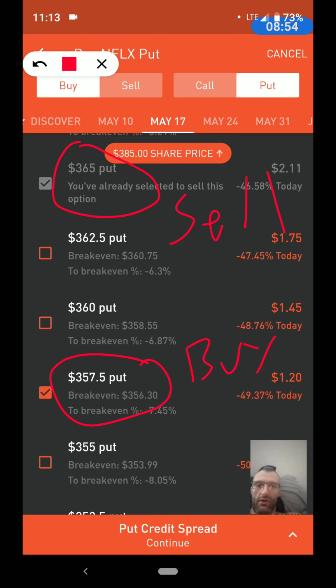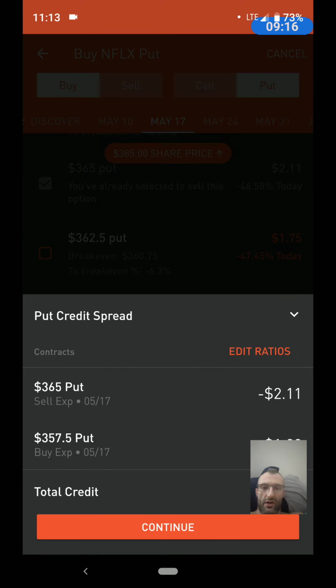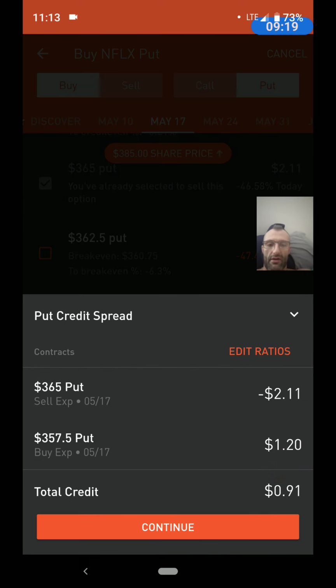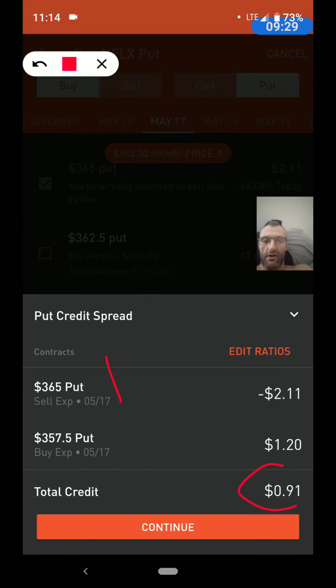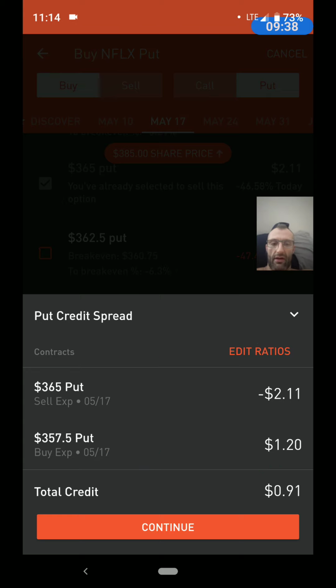If you look right there, at this one I'm going to receive $211 and I'm going to pay $120. So the difference between those is what I'm going to get. The difference is like $69 or something, I think. And so we just press this and this will show us $91 right here. That's the total amount that I'm going to get. Remember, this is times 100 shares. So you take whatever the debit or the credit is times 100. It's going to be 100 shares times 0.91, and I am going to get $91 in the account here.